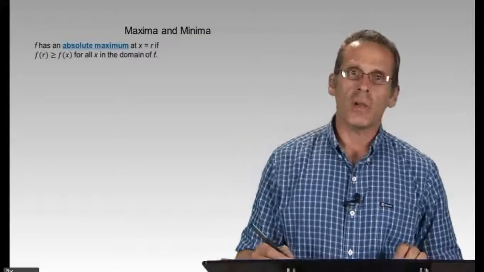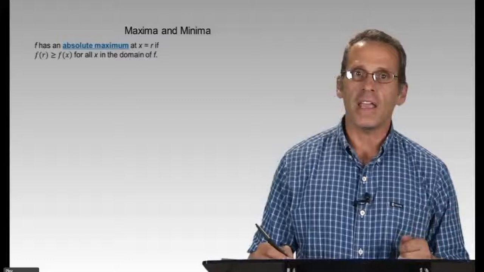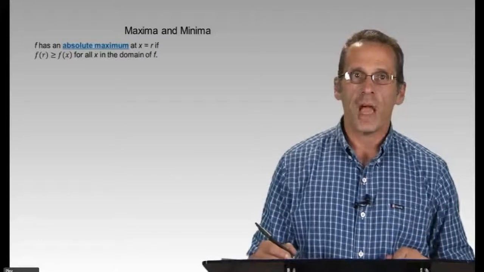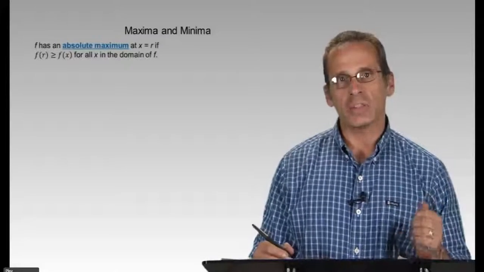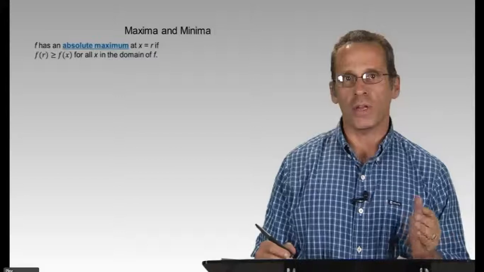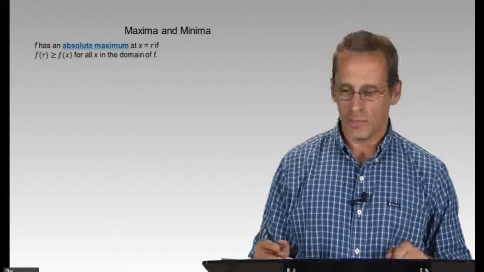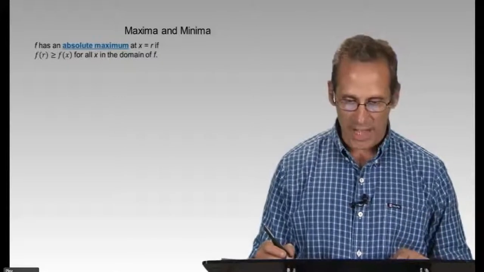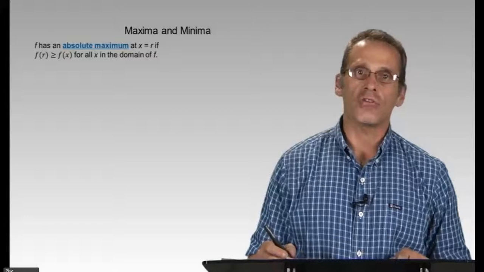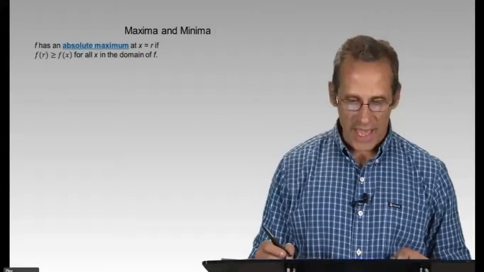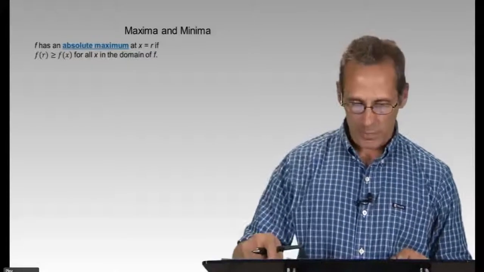If I want to talk about what would be the highest point on a graph, I use the word absolute maximum to talk about the y-coordinate at that point. F has an absolute maximum at x equals r if f of r is greater than or equal to f of x for every x in the domain of f.